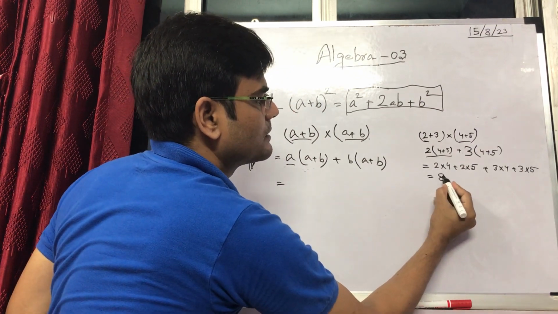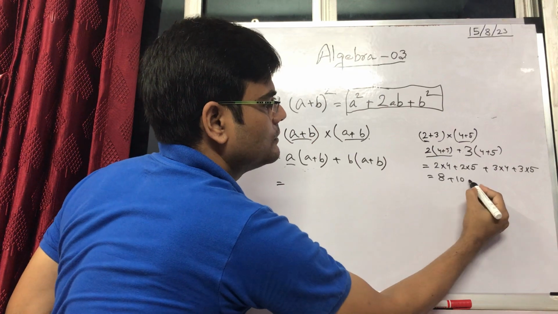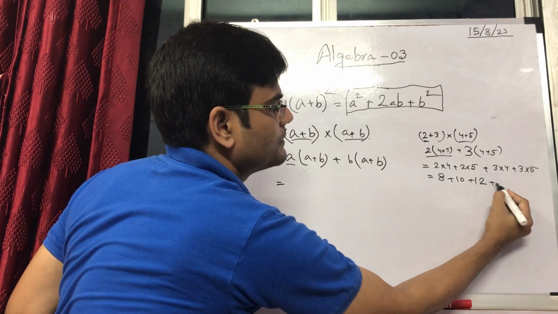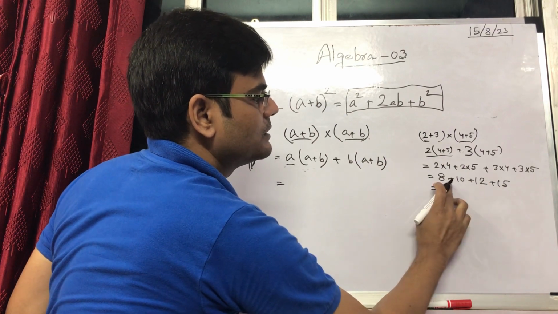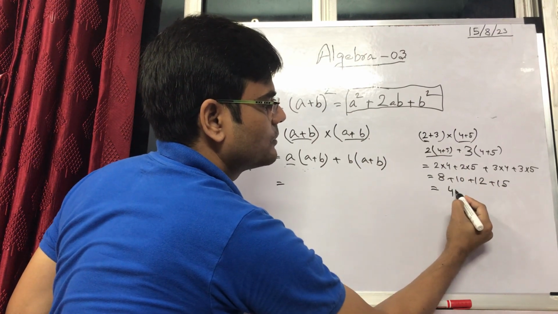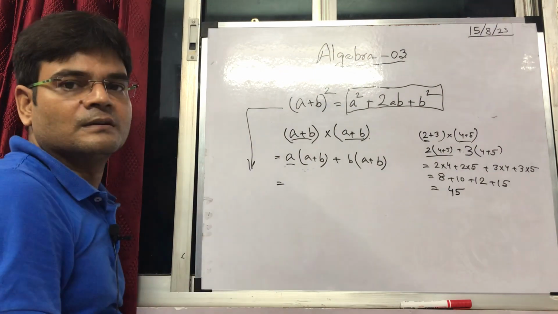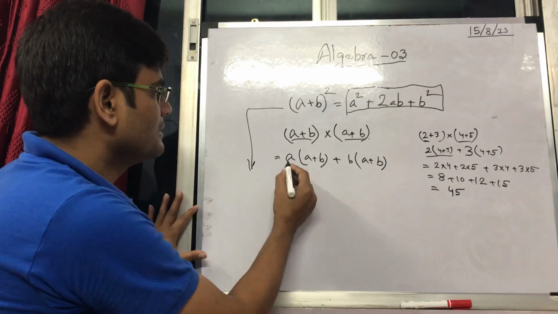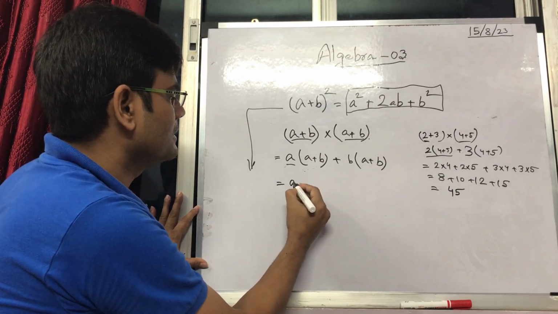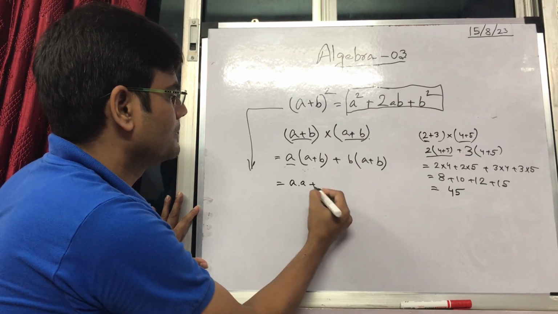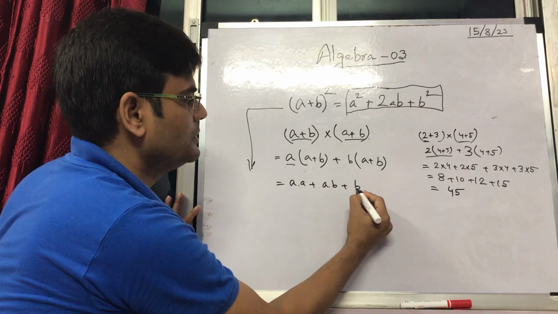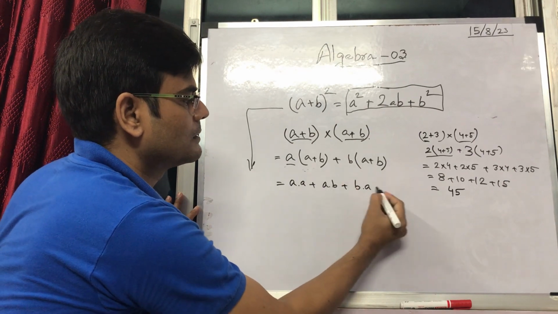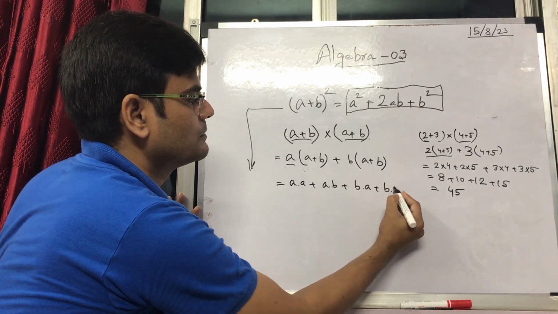Now you get 8, you get 10, you get 12, you get 15. Add this: 8, 20, 30, 45. The answer was 45, as with the previous two methods. So similarly, a into (a plus b) means a into a plus a into b, plus b into a plus b into b.